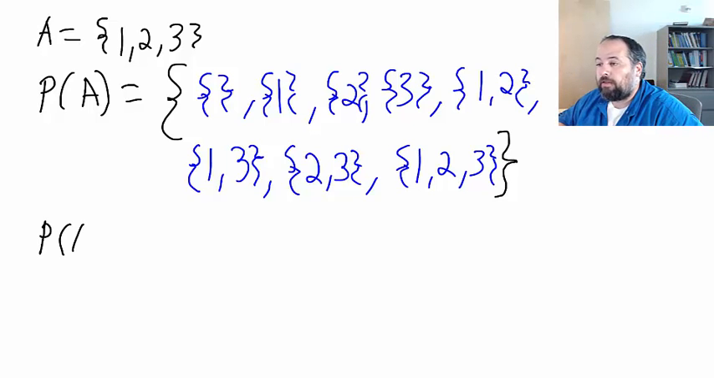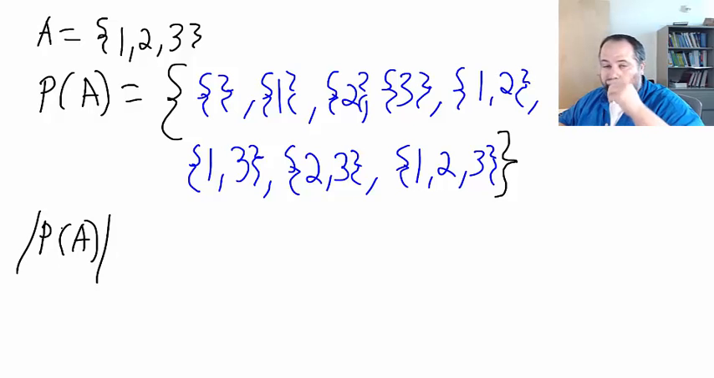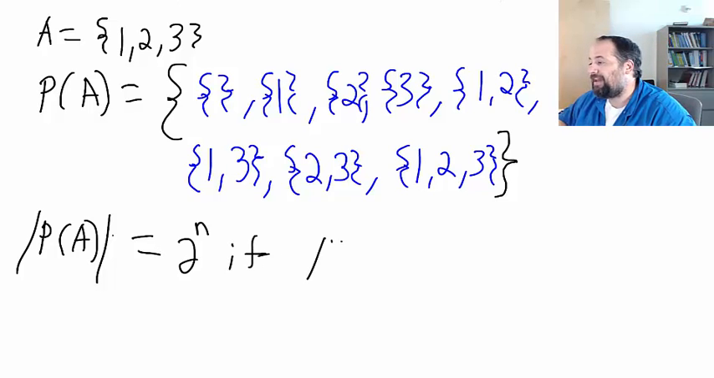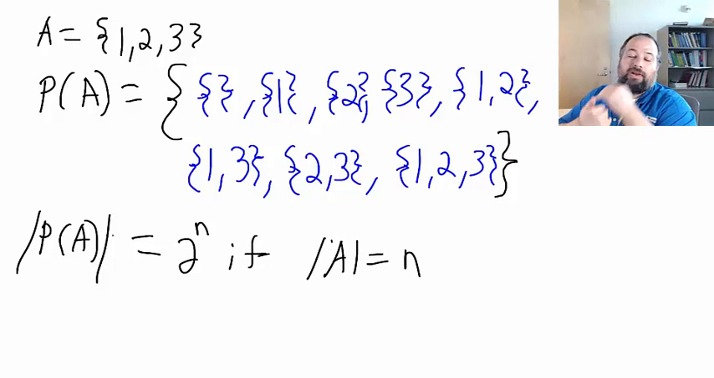If we talk about the cardinality of A, remember those two bars on each side mean the cardinality. And if you remember, cardinality means the count, the number of items. So the cardinality of the power set of A, in this case, is 8, right? But more generally, the cardinality is 2 to the n if the cardinality of set A is n. Which makes sense if you think about it intuitively, right? For each item, you have two choices. It's in or it's out, right?